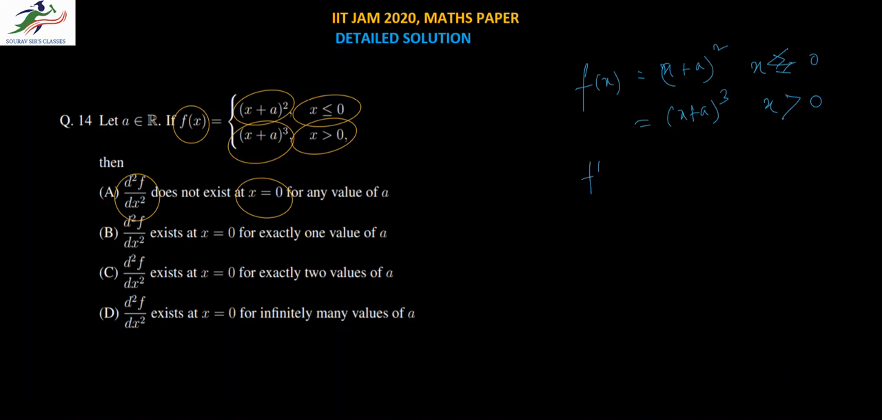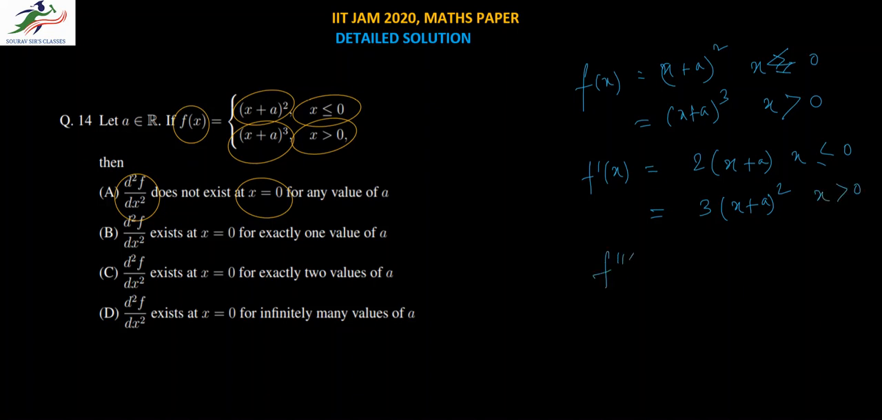So the first differential of the function f(x) would be 2(x + a) for x less than or equal to 0, and this would be 3(x + a)^2 for x greater than 0.